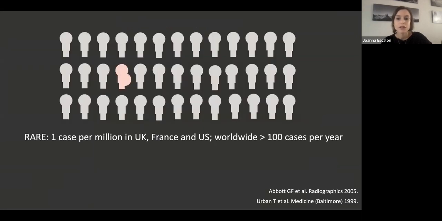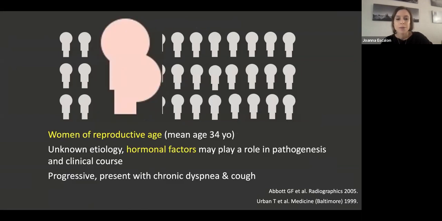So this is a really rare disease, worldwide, over 100 cases per year. It's primarily in women of reproductive age with a mean age of 34. The etiology isn't known. Hormonal factors likely play a role in the pathogenesis and clinical course. For example, menstruation, pregnancy, and OCPs may exacerbate the symptoms. It's usually progressive, presenting with chronic dyspnea and cough.